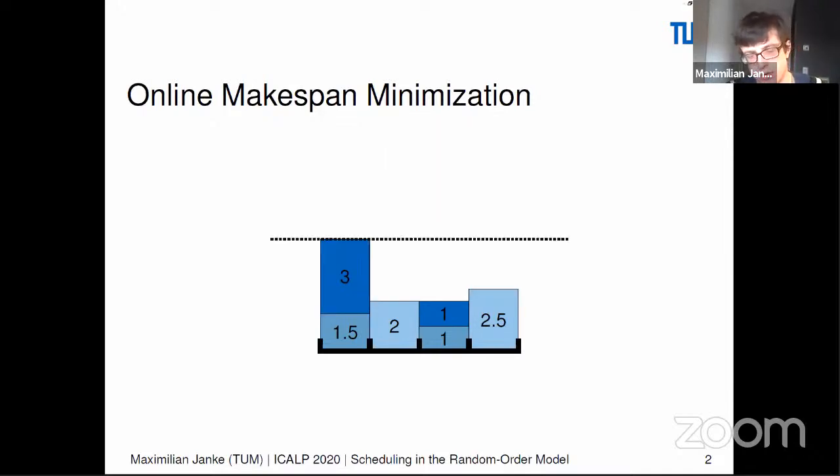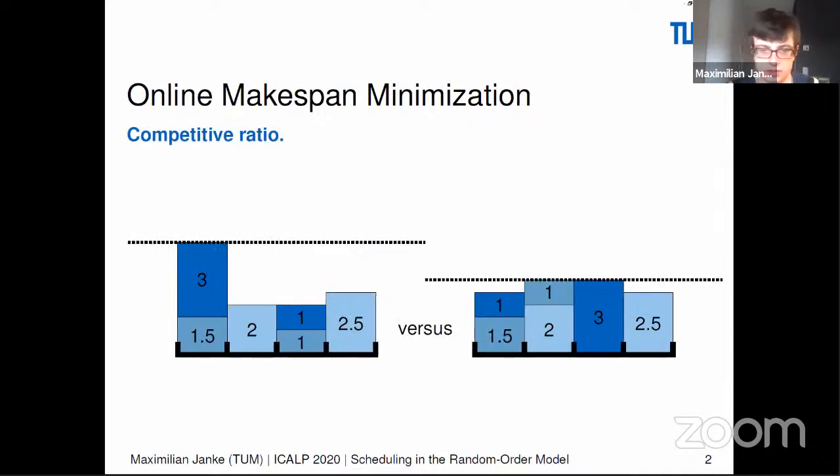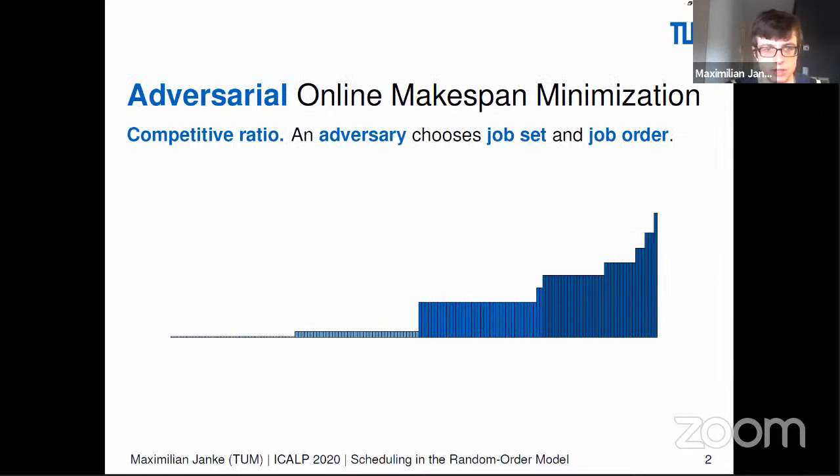So since it's the online problem, we don't know the future, and this prevents us from achieving optimum makespans on arbitrary input sequences. And instead, the common performance measure is just to compare the online makespan to the optimum makespan and look at the ratio. So the question now is on which sequence. And classically, one just considers worst case sequences. That is, one considers this adversary who chooses both the job set and then the job order.